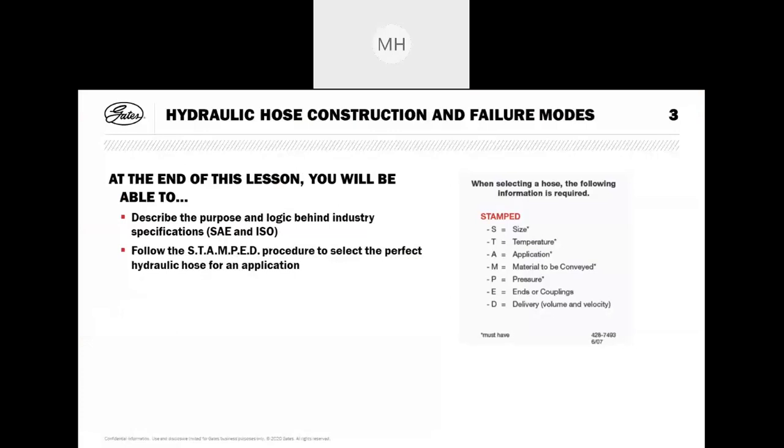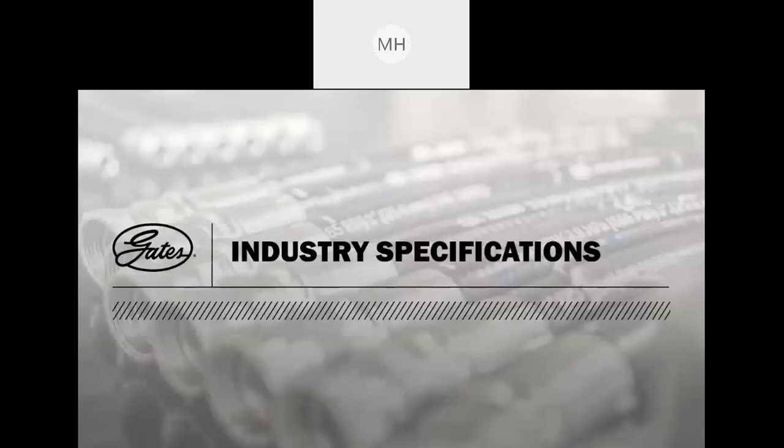So at the end of today's session, what you'll be able to do is describe the purpose and the logic behind the industry standards. So we'll discuss SAE and the ISO side of things, and follow the stamped procedures to select the perfect and correct hydraulic hose for that application. So let's get in and have a look at the industry standards.